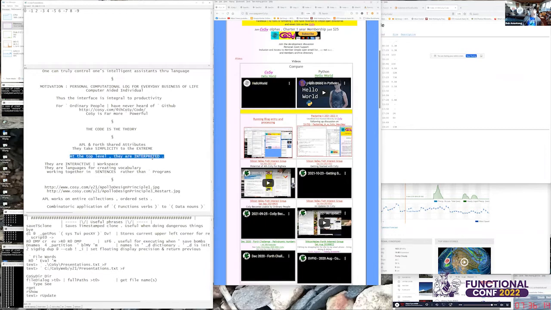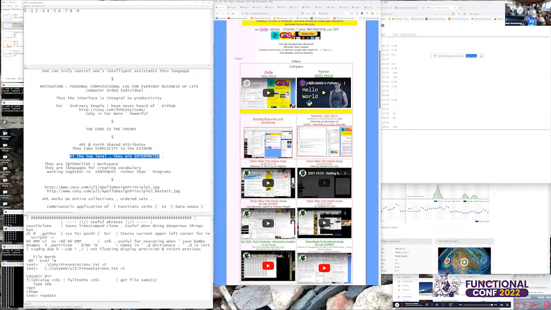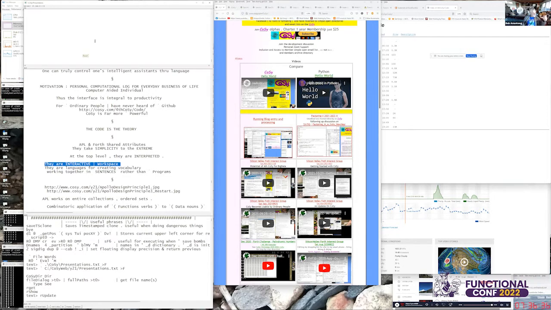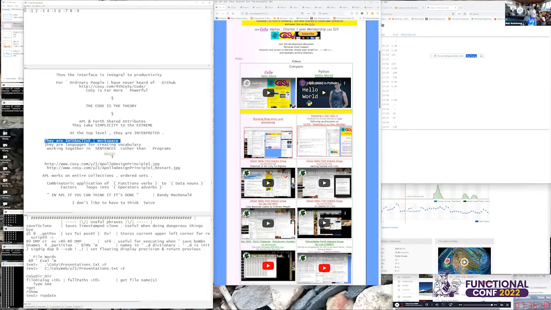At the top level, they are interpreted. So you're sitting there and you're able to do things interactively. Originally, the APL concept of the workspace. This is essentially my workspace. And you have, this is essentially the log section. And this is any result you'll see coming up with results. And the other thing about both APL and Forth, they are languages for creating vocabulary as opposed to, if you will, making programs. Words that work together in sentences rather than making massive programs.